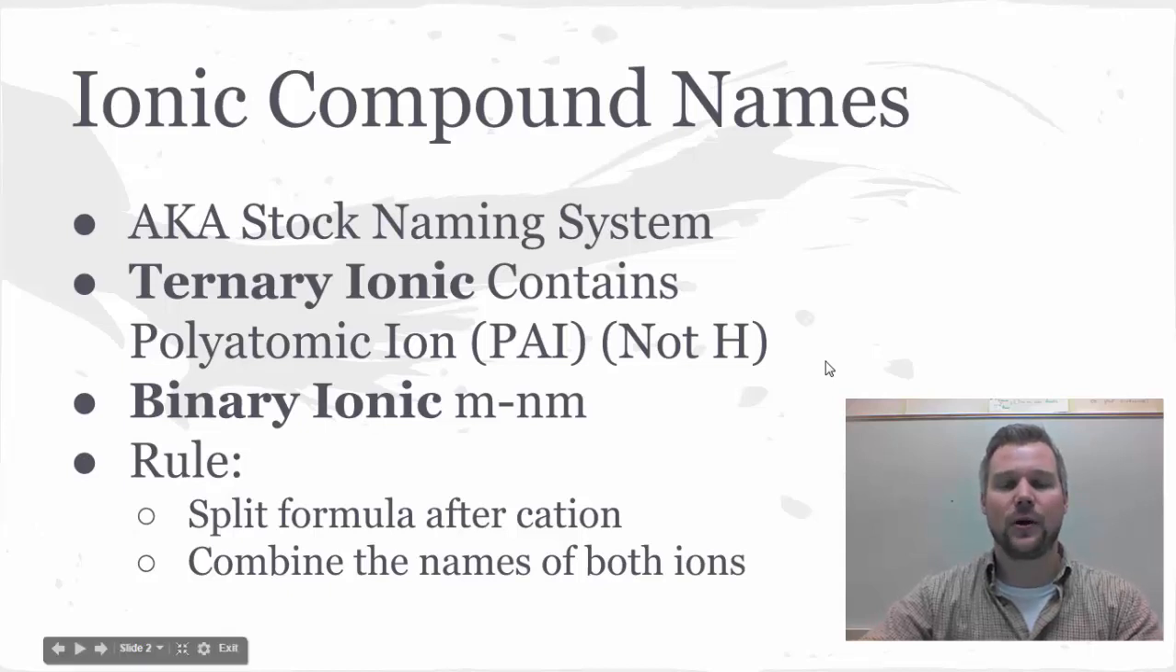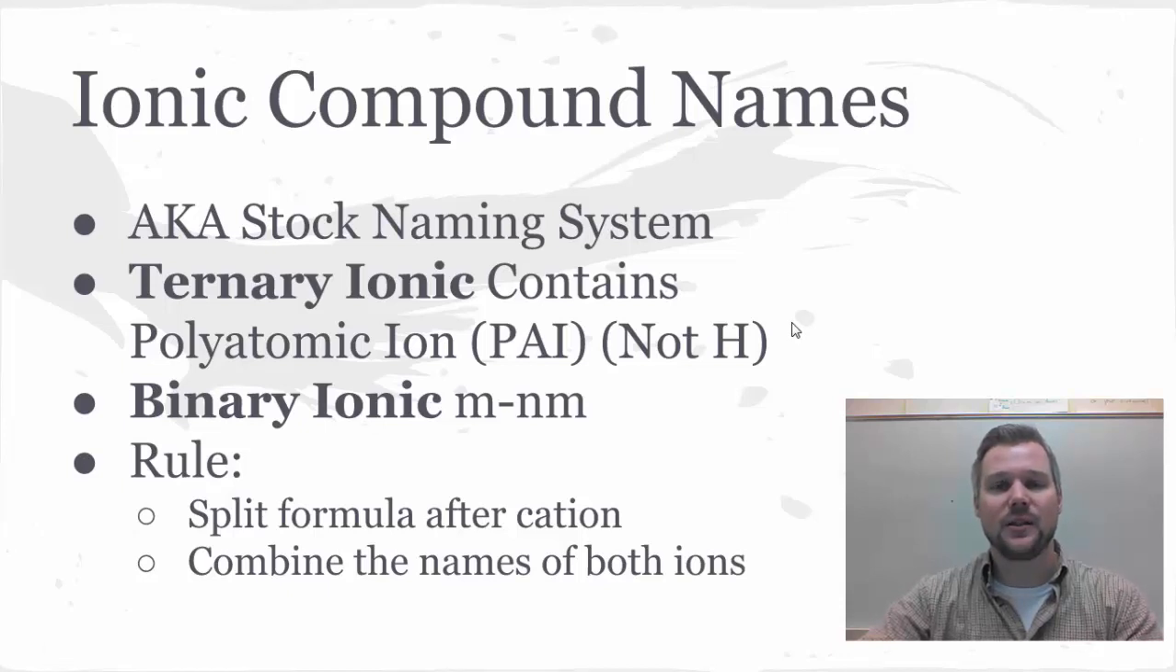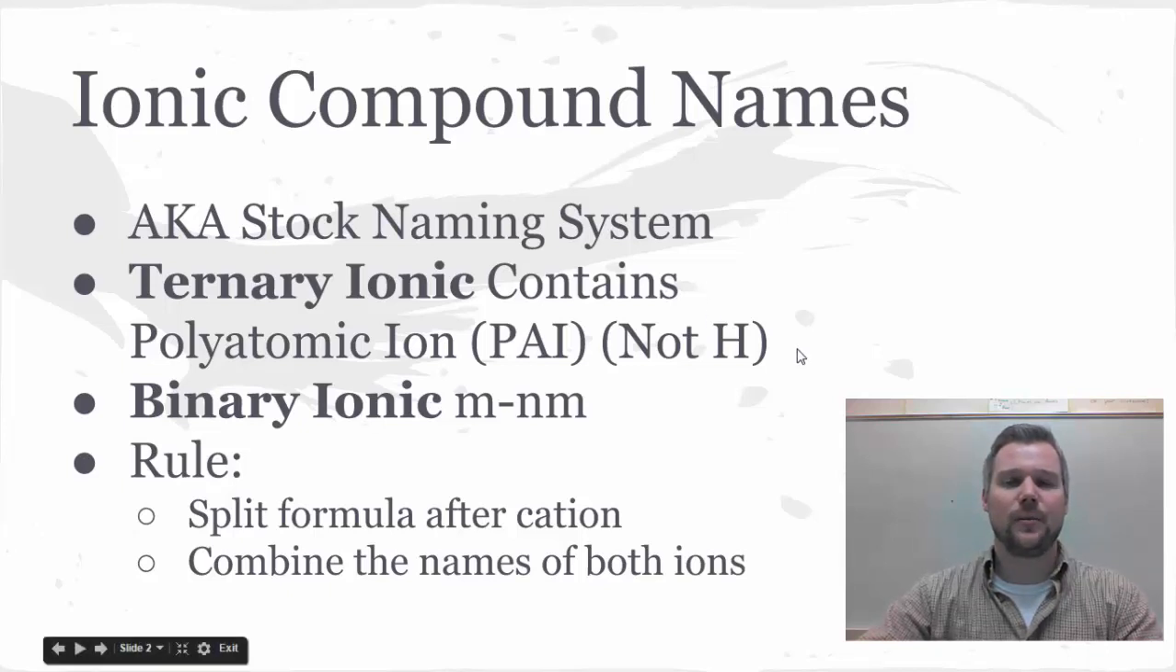When you see a formula, we're going to see hydrogen at the front. If hydrogen's at the front, it's not ionic, it's going to be an acid. So we're making sure we don't see hydrogen. So your choices are 3 or more atoms inside the formula, or you're going to see a metal at the front. If it's 3 or more atoms, it's called a ternary ionic compound, and it contains a polyatomic ion, or at least one polyatomic ion. Sometimes it could be 2 polyatomic ions. Or if it's just 2 atoms, it's going to be a metal on the front of the formula stuck to a nonmetal. That's called a binary, bi for 2.